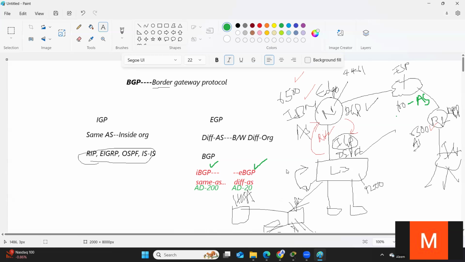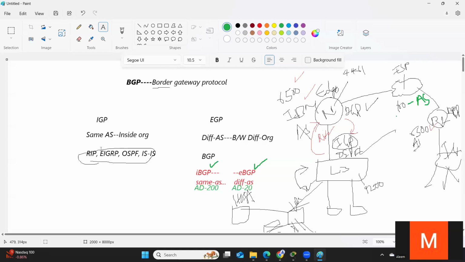So I believe everyone understands the scenario and the devices where we'll use the BGP protocol, and why we require the BGP protocol. Actually, BGP is the only protocol that is a path vector routing protocol. Why, we'll discuss later in the session. We will discuss those things later.